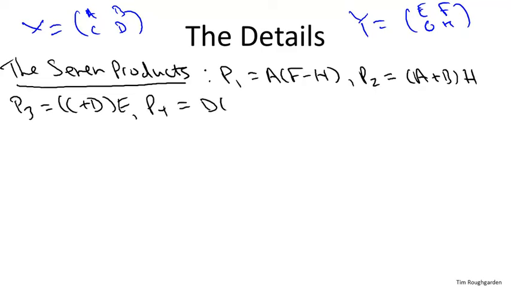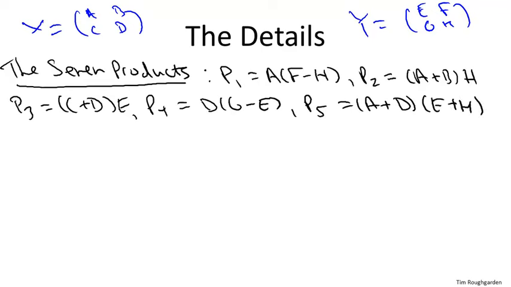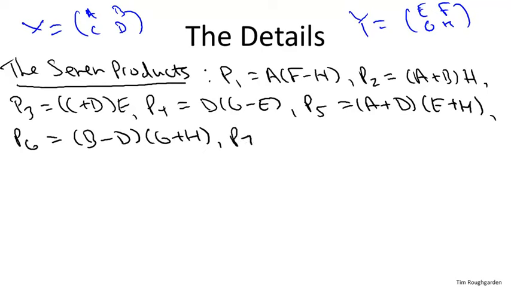P4 is D times (G minus E). P5 is (A plus D) times (E plus H). P6 is (B minus D) times (G plus H). And finally, P7 is (A minus C) times (E plus F).